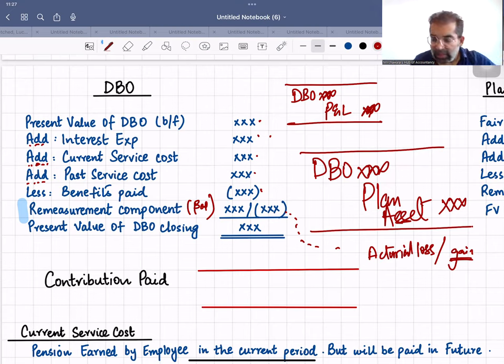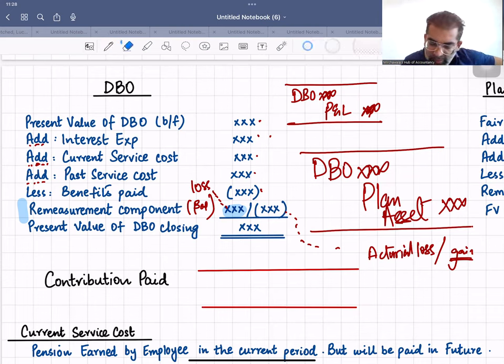So listen, if the number is positive, then this is a loss. Why is this a loss? Because this whole is the liability account. We are working on the liability account. And if liability is going up, it's bad for you.